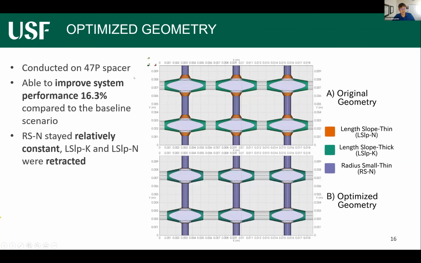In terms of the optimized geometry, like I said, we did the optimization on the 47P spacer, and we were able to improve the system performance by 16.3% compared to the baseline. In terms of the changes of geometry, we found that the RSN, which is the radius of the small thin, the purple section, stayed relatively constant, while the length of the slope of the thick and the thin section were retracted. You can see in this graphic right here where the orange section juts out on the top, but then it's non-existent on the bottom. And same thing, this one also gets shorter. So it creates a simpler, more hexagonal geometry.